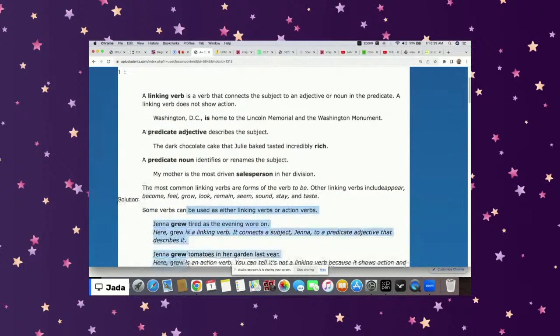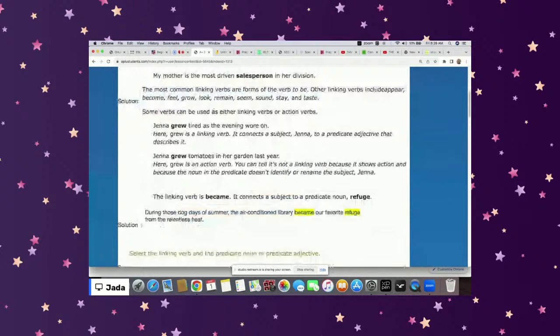So verbs can be used as either linking verbs or action verbs. Jenna grew tired as the evening wore on. Here, grew is a linking verb, yes, because it's connecting Jenna and how she felt. Grew is a linking verb; it connects a subject, which is Jenna, to a predicate adjective that describes it.